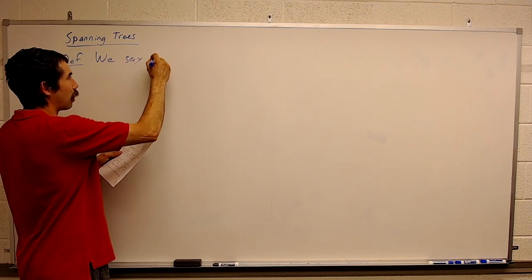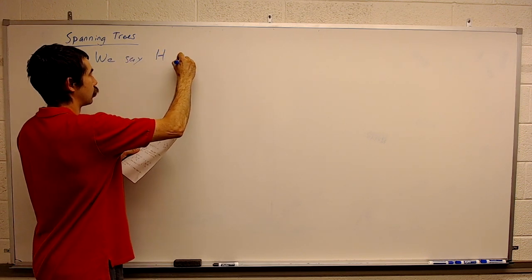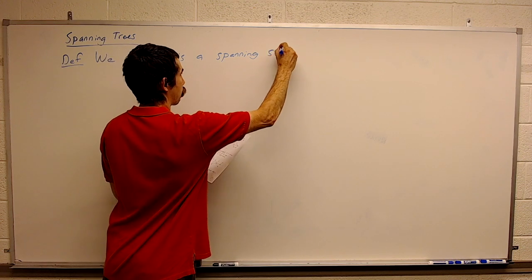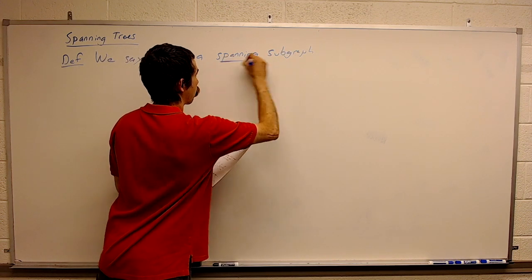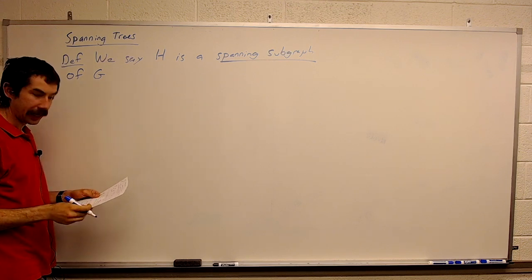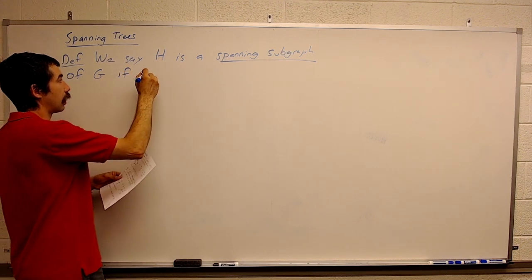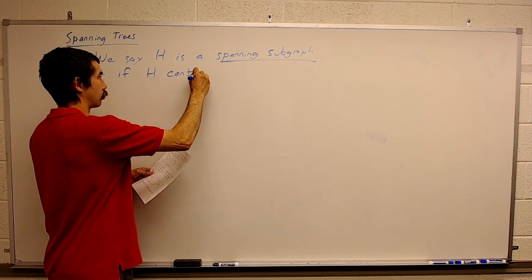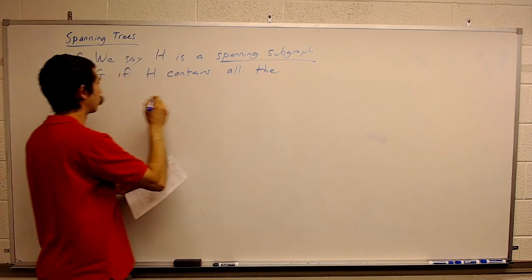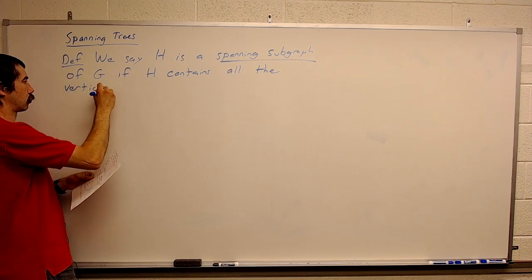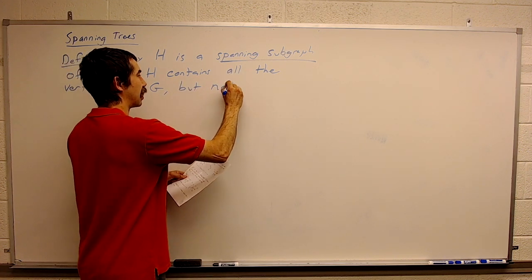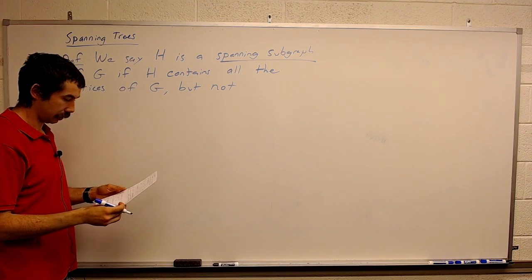We say that a graph H is a spanning subgraph of a graph G if H contains all the vertices of G but not necessarily all of the edges of G.